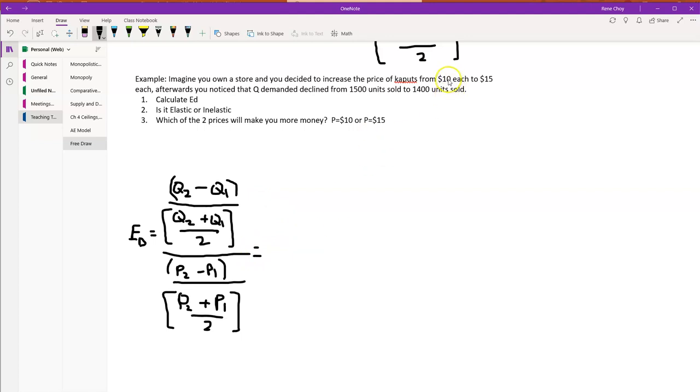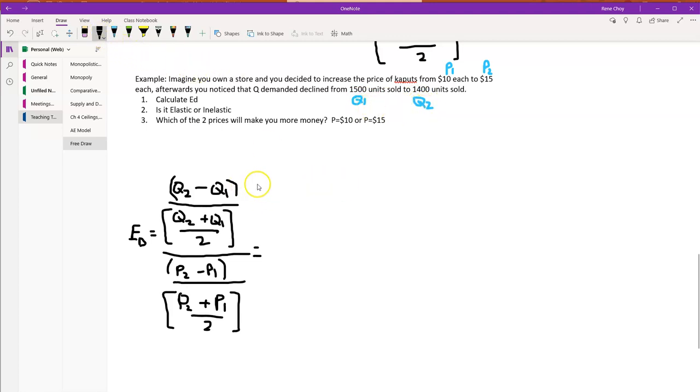Now you need to label these. If you decide to use the first one as your P1, then you have to make sure you use the first one as your quantity 1, because this price is associated with this quantity of units sold, and the second price is associated with the second quantity of units sold. So over here, we're going to use P1, our first price, and P2, our second price, and then Q1, our first quantity, and Q2, our second quantity.